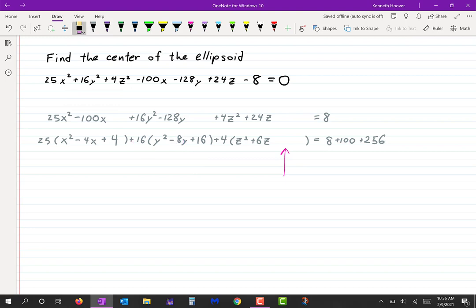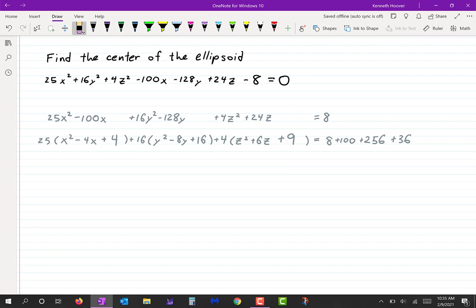And now what goes in the Z spot? Take half of 6, which is 3, square it, that's 9. By putting this 9 there, which is getting multiplied by the 4, I really just added 36 to the left, so I also add 36 to the right.